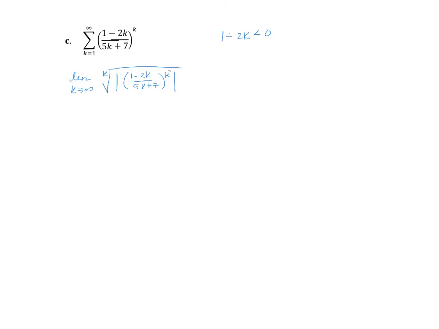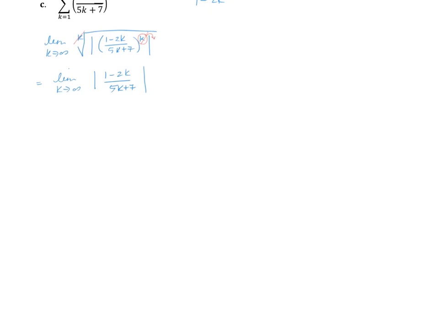Since my exponent k here is always a positive exponent, I can actually bring it out of the absolute value, and then the root and the exponent k will cancel, but the absolute values do not cancel. This is the limit as k goes to infinity of the absolute value of 1 minus 2k over 5k plus 7 in the absolute values. So if I were to evaluate this limit, I'm getting negative infinity over infinity. It's an indeterminate form. So one thing I could do is try to get rid of the absolute values and see if something nice happens.